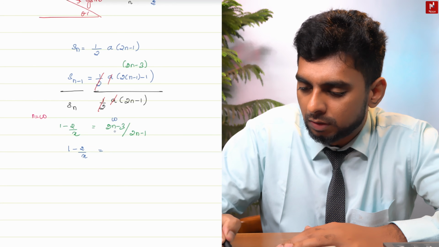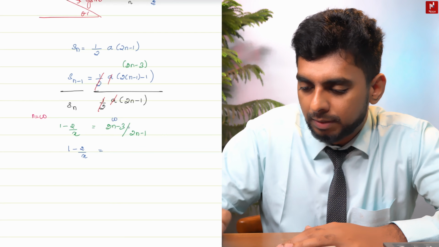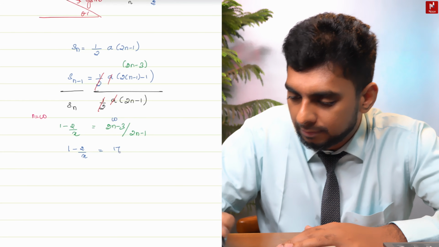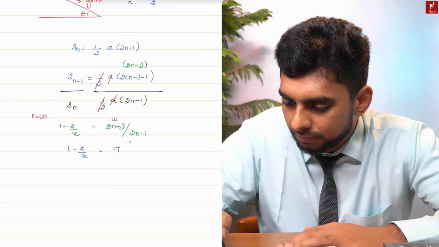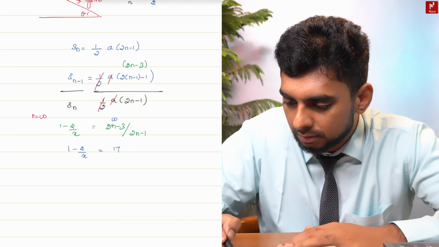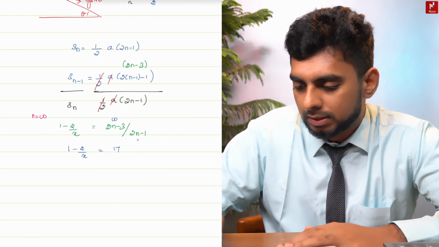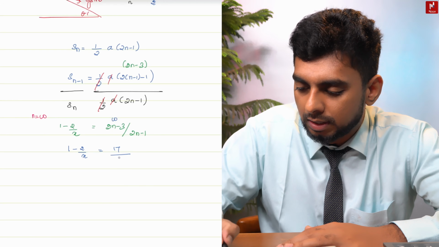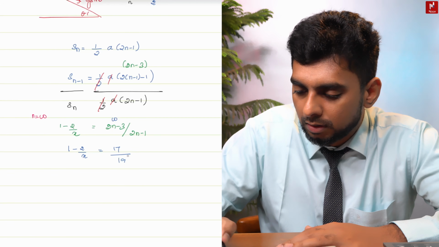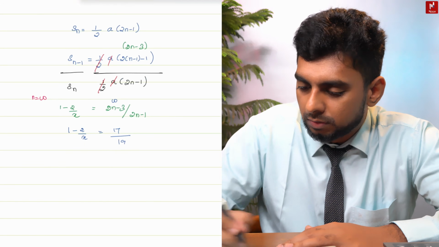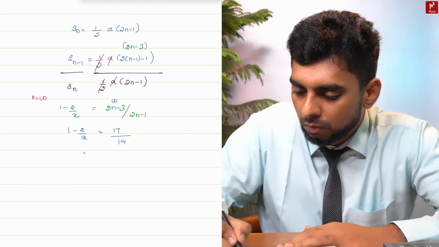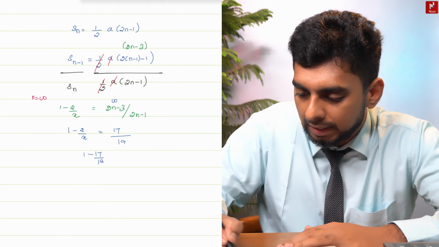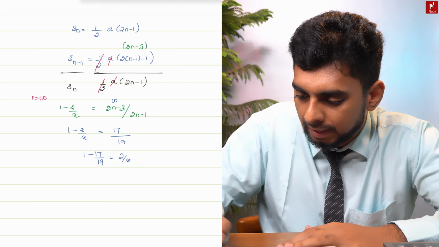If I substitute 10 over there, you would have got 20. 20 minus 3, that's going to get you 17. Yeah, that's right, isn't it? Yeah, 20 minus 3 is going to be 17, divided by, here you would have got like 20. 20 minus 1, that's going to get you 19. Okay, so if I rearrange this one, you would have got 1 minus 17 divided by 19. That's going to get you 2 divided by x.